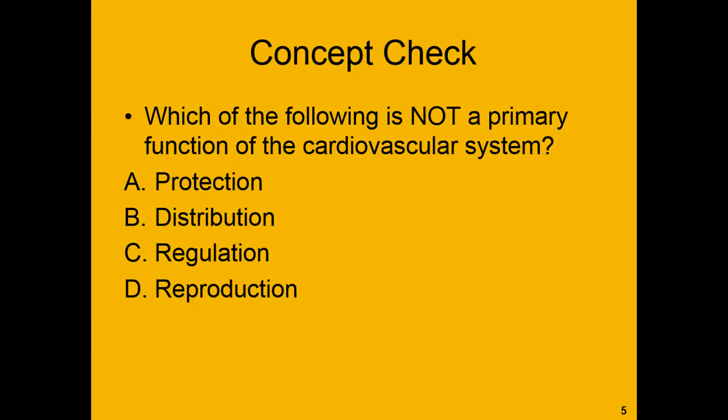So, class, concept check. Which of the following is not a primary function of the cardiovascular system? You can rewind the video. You can check your notes, check your textbook, pause it, and get me an answer right now. 5, 4, 3, 2, 1. The correct answer is reproduction. Reproduction is primarily a function of the reproductive system. For our cardiovascular system, protection, distribution, and regulation are primary functions.